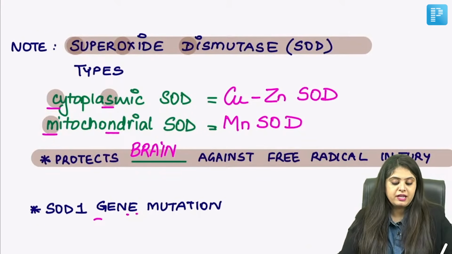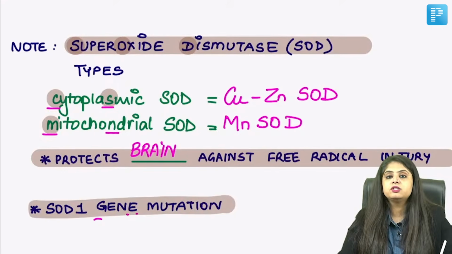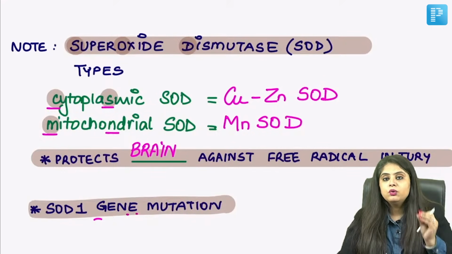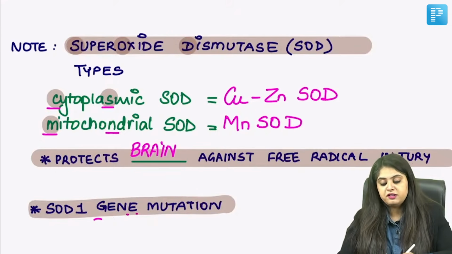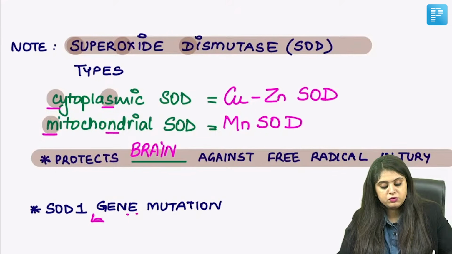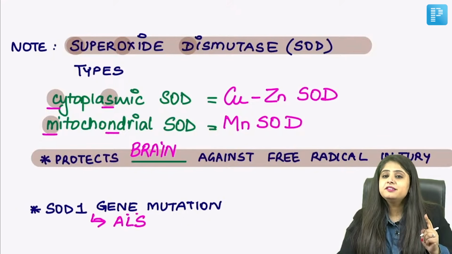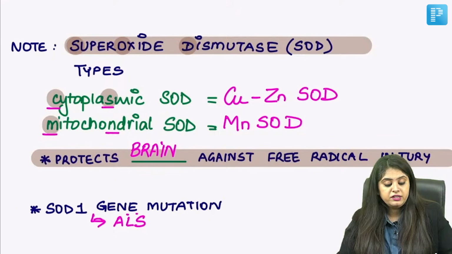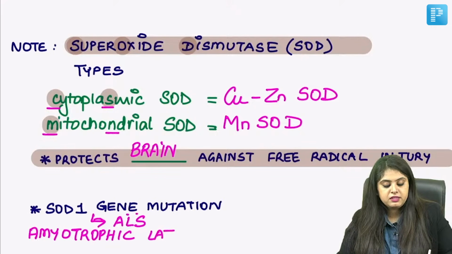Just imagine someone has a superoxide dismutase mutation, ma'am, their brain is gone. The only person protecting the brain against this entire story was superoxide dismutase, and if a person has a superoxide dismutase gene mutation, the person will land up with ALS. Do you know what's ALS? It's the disease that Stephen Hawking had. What is the disease that Stephen Hawking had? It was amyotrophic lateral sclerosis.